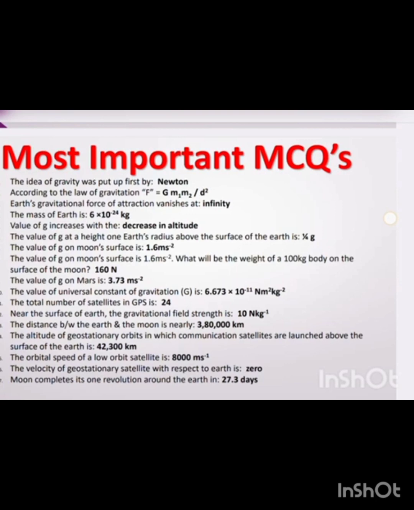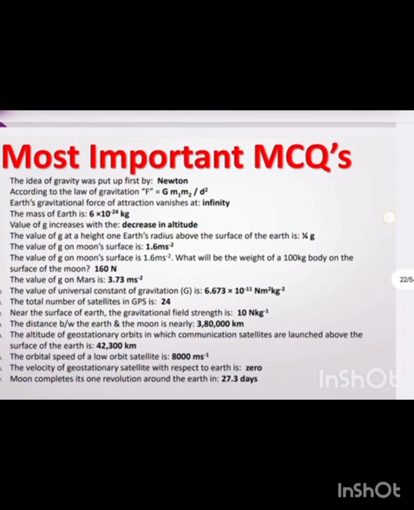The total number of satellites in GPS is 24. Near the surface of Earth, the gravitational field strength is 10 Newton per kg. The distance between the Earth and the Moon is nearly 380,000 kilometers. The altitude of the geostationary orbit, in which communication satellites are launched, above the surface of the Earth is 42,300 kilometers.